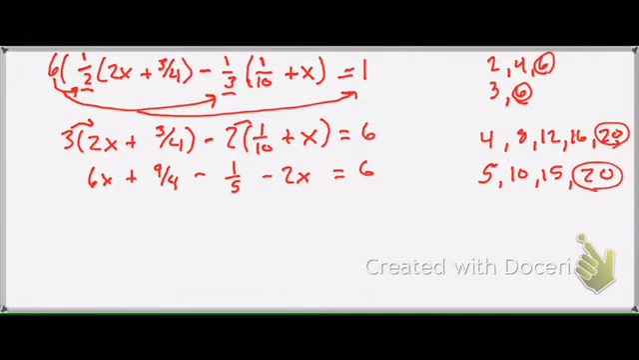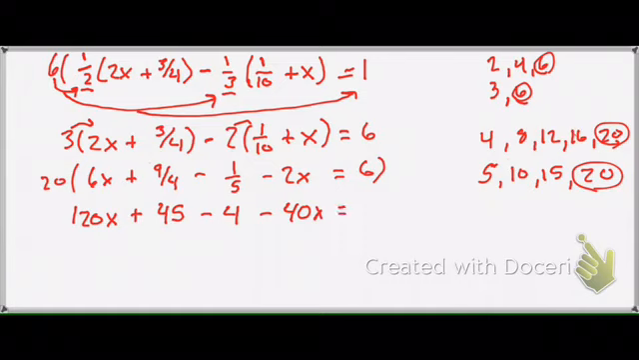Makes our lives easy, really quick. So we're going to multiply 20 by both sides of the equation. So we're going to have 20 times 6x, which is going to give us 120x. 20 times 9/4, which is going to give us 45. 20 times negative 1/5, which will give us negative 4. And then 20 times negative 2x, which will give us negative 40x. And then 20 times 6, which will give us 120.